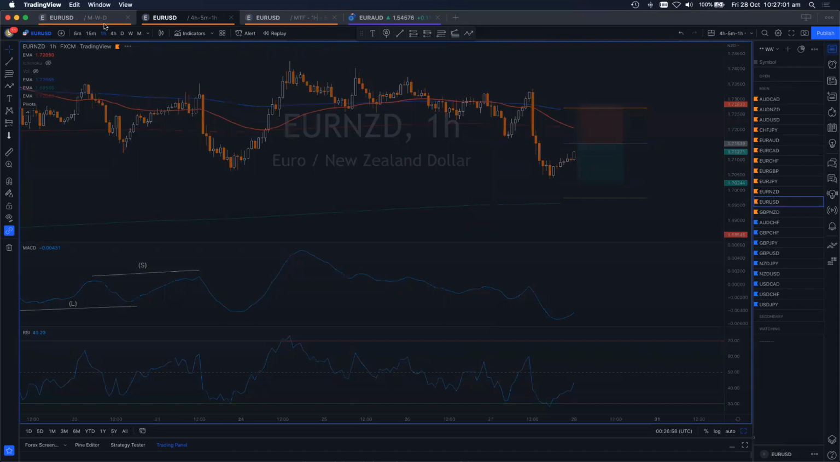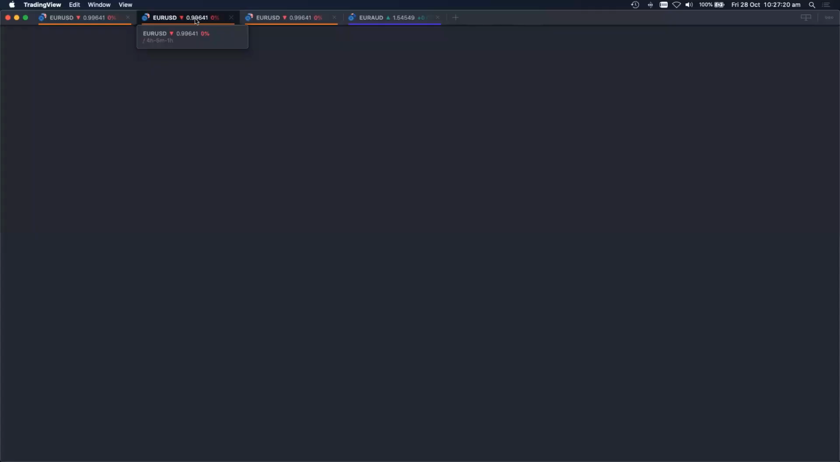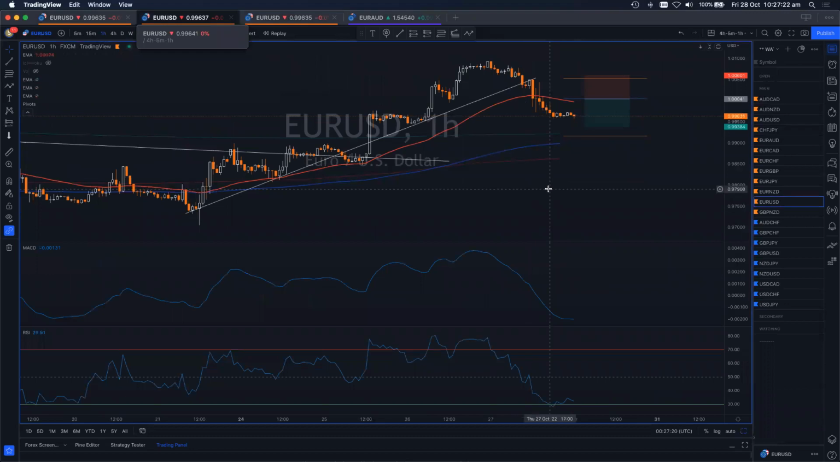Euro USD, what do we have here? Right, so we've broken this strong trend line on the daily. We are broken way above that, and now clearly above the one in the daily 50. Quick pullback. Is there going to be further pullback, or we're going to bounce off and go long? There's a bit of room for the daily 50, not much.